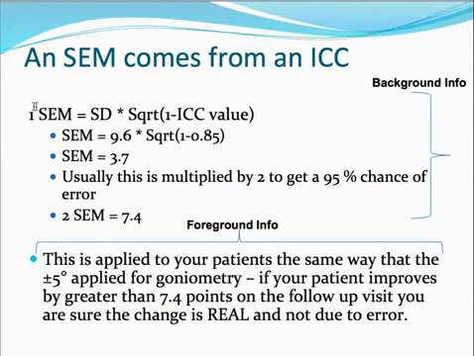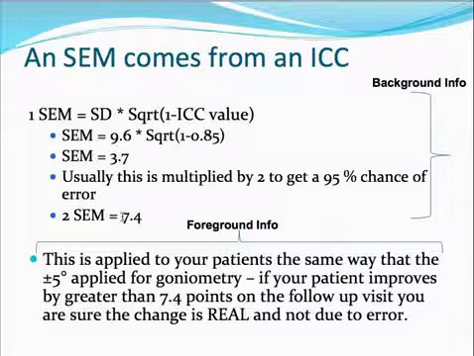But when we plug that into these equations for SEM, the equation here is the standard deviation times the square root of 1 minus the ICC. So there are the numbers. We get 1 SEM is 3.7, which is a 68% confidence interval. We multiply it by 2 to get a 95% confidence interval, and so our SEM is 7.4.